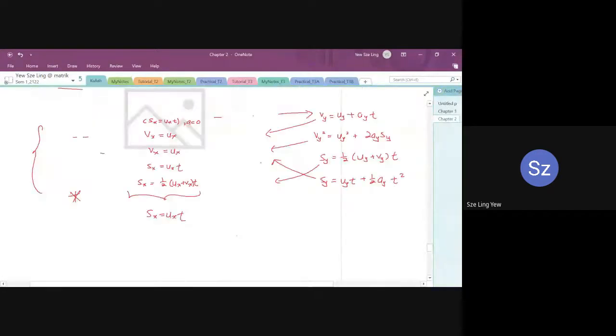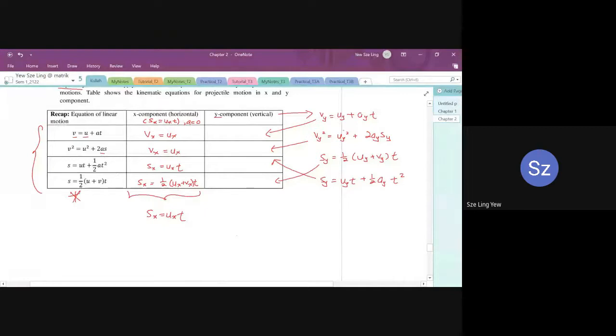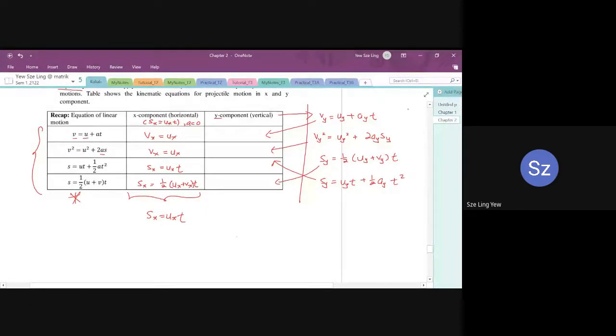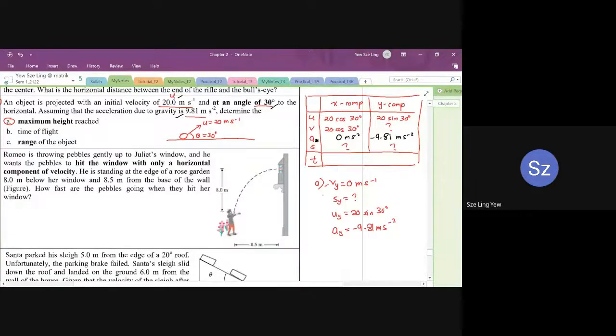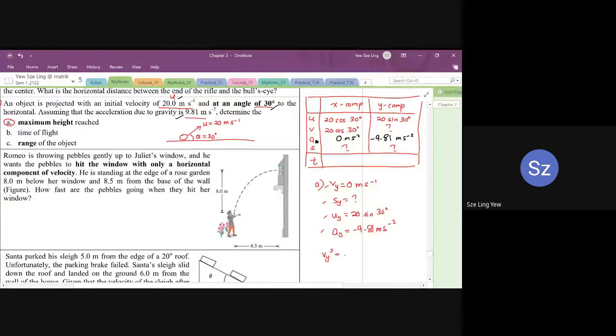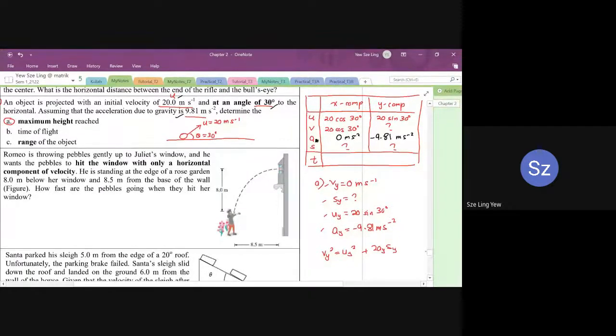Okay, so let's go back to the table. So if you look at these 4 equations, according to the information just now, we don't have t. So the only equation without t is this one. Which means this is the equation that we are going to use to solve question A. All right. So we don't have t, we have v, we have s, we have u, we have a. So we are going to use v square equals to u square plus 2as. So you plug in all of the values and then you calculate s.